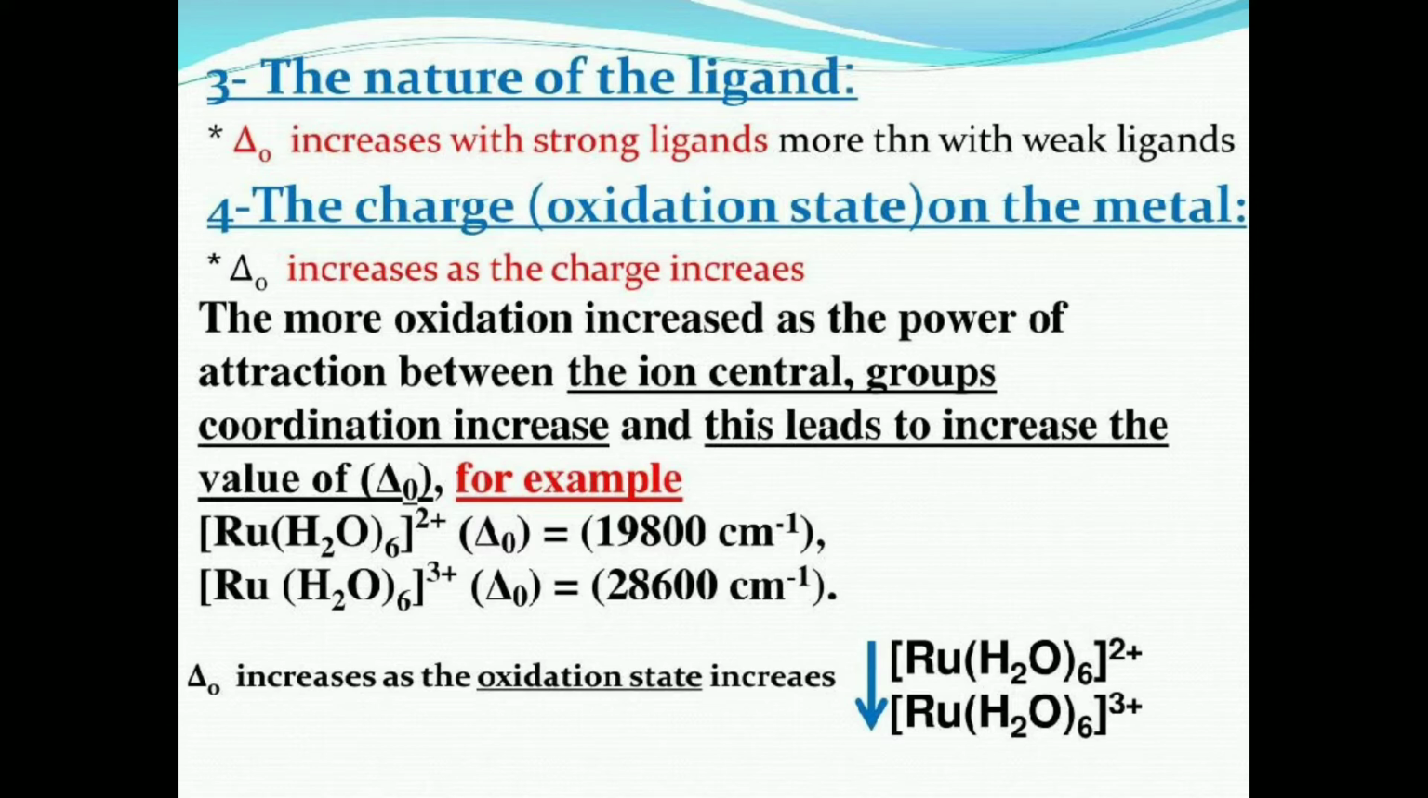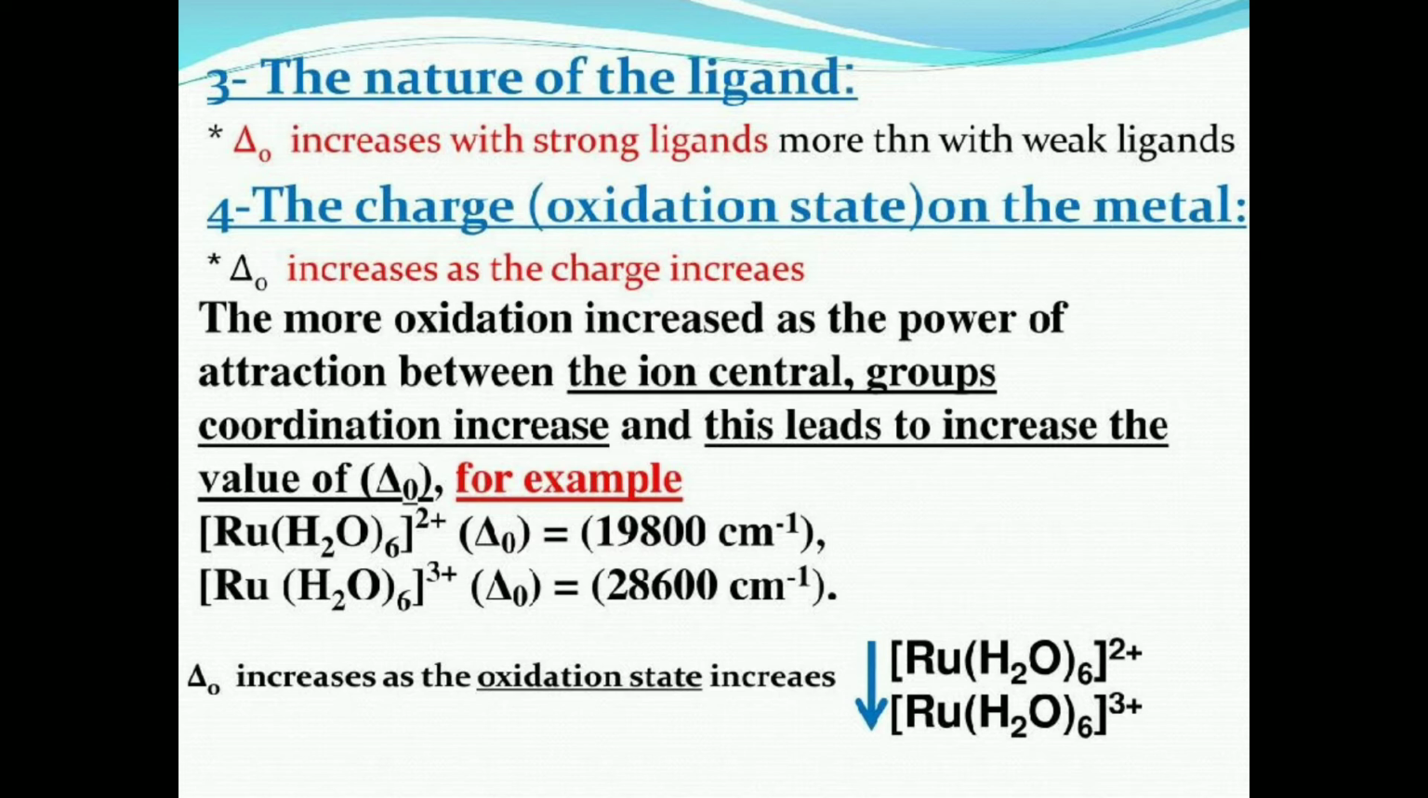Now the fourth factor is the change in oxidation state, that is, the charge or oxidation state on the metal. The value of delta 0 increases as the charge increases. Here there is a directly proportional relationship between the charge and the value of delta 0. With higher oxidation state, the power of attraction between the central ion and the coordinating groups increases, and this leads to an increase in the value of delta 0.